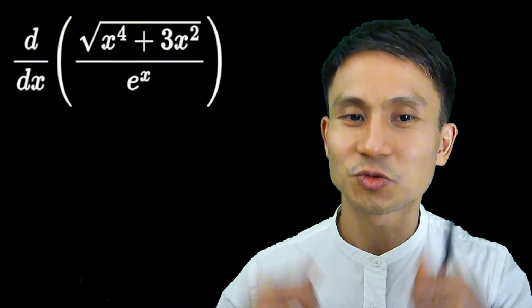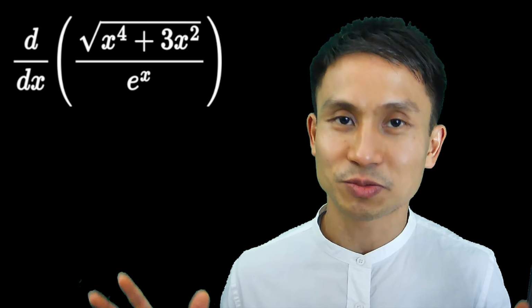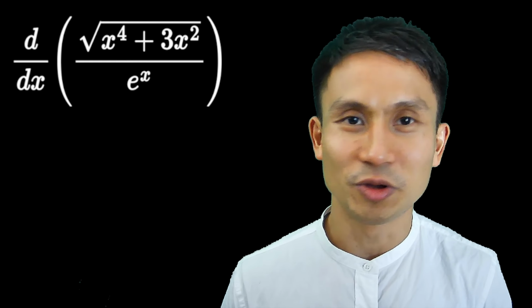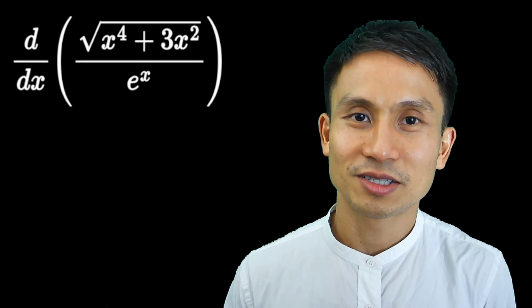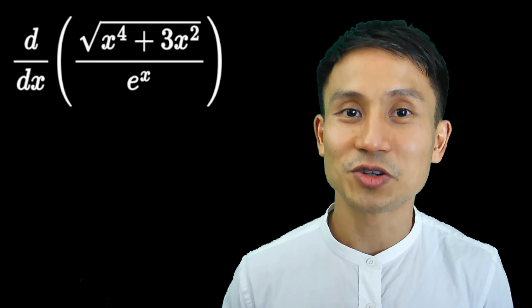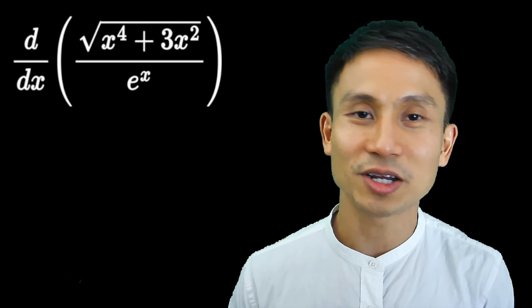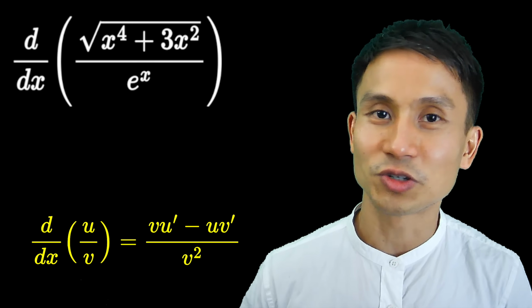Let's try the last one here. Again, looking from the biggest picture here, we have a quotient of two parts, where the top bit is some square root function, whose inner part is a polynomial function, and the bottom bit is just simply e to the x. And yeah, you can use a quotient rule, because it's a quotient of two functions. So let's bring the quotient rule here again.